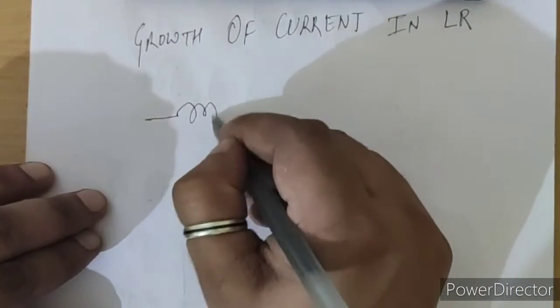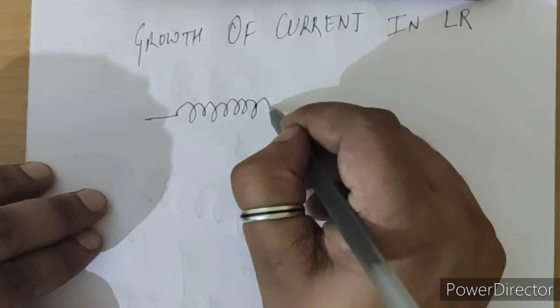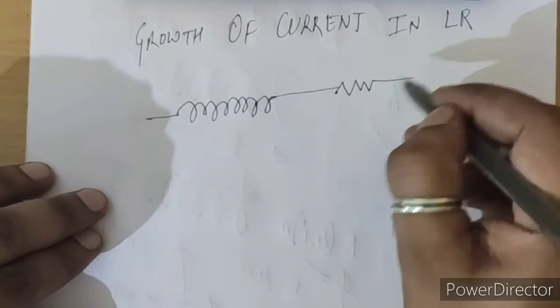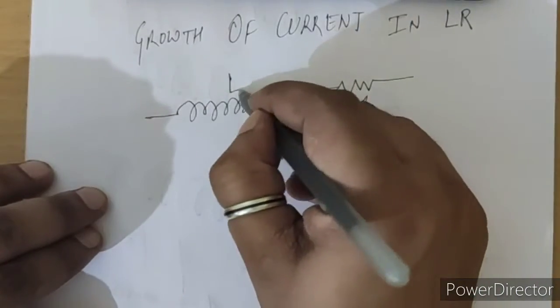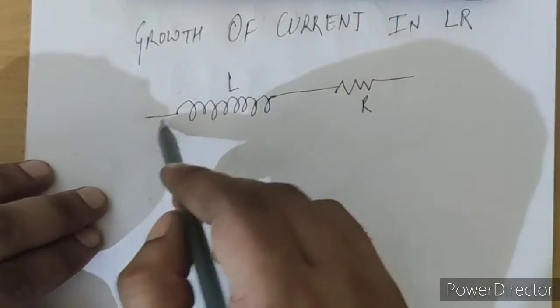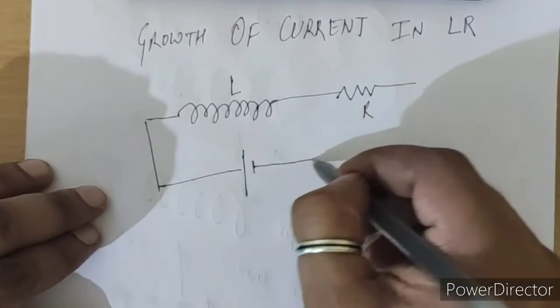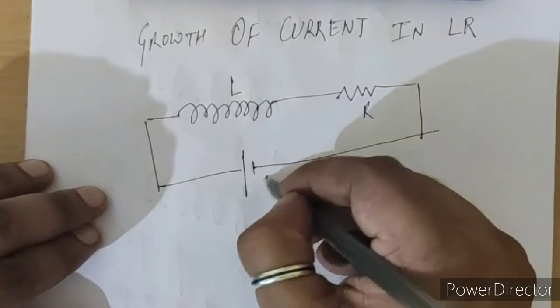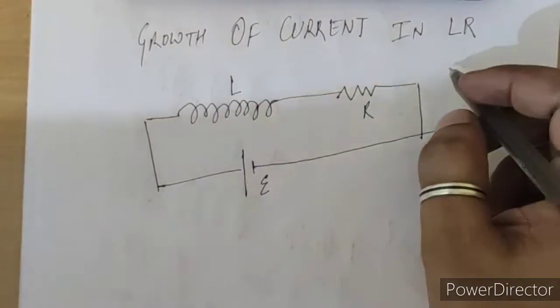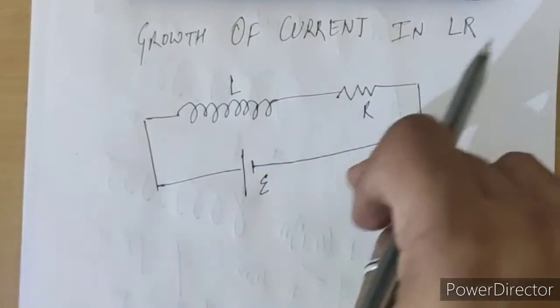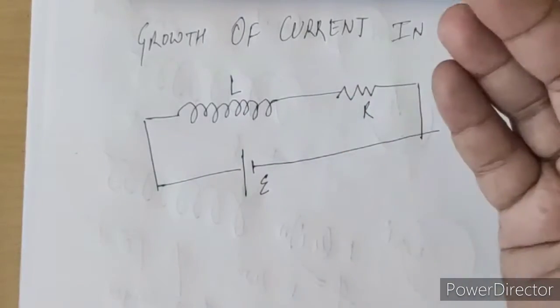We have a solenoid like this. We have a resistance like this. So let's say the self inductance of this coil is L, and we have a voltage supply of say EMF E. So what we want to do is we want to see how the current will increase.